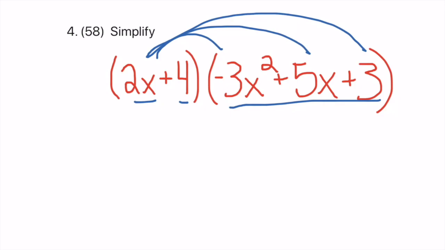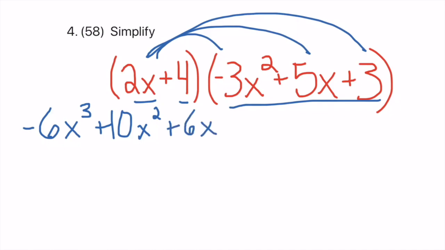So let's start. We have 2x times negative 3x squared. That's going to be negative 6x to the third. Then we have 2x times 5x, so that is 10x squared. And then 2x times 3 is 6x. Now we're going to do the same thing with the 4. So we have 4 times negative 3x squared. That's negative 12x squared.